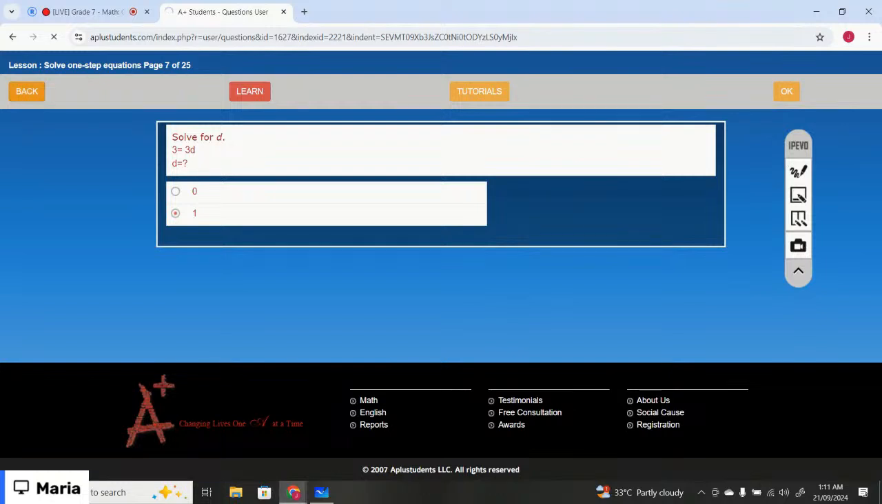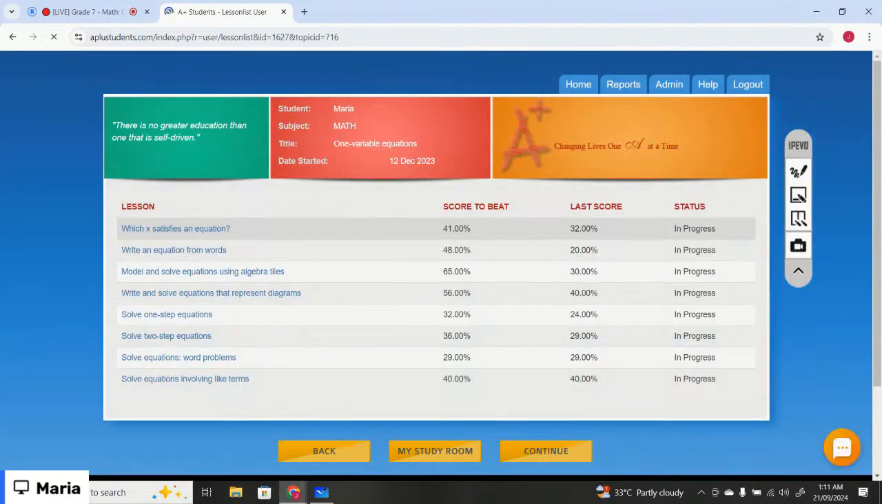So the next lesson is solve two-step equations. So let's just start with the next lesson, that is solve two-step equations.